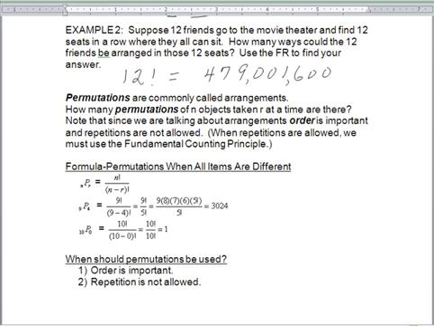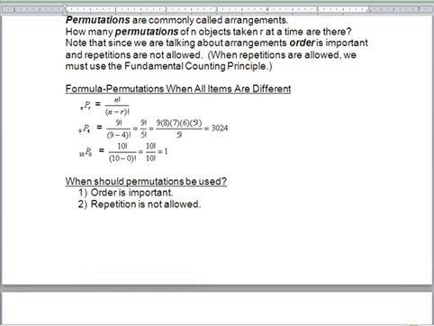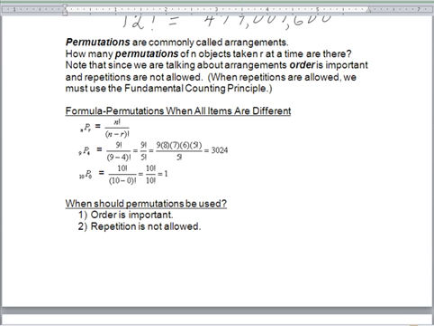When working with permutations, repetitions are not allowed. So remember again, when repetitions are allowed, we must use the fundamental counting principle. And let me highlight that. When repetitions are allowed, we must use the fundamental counting principle. Okay, but when they're not allowed, then that is when we want to use permutations.